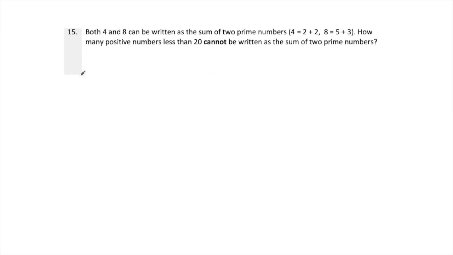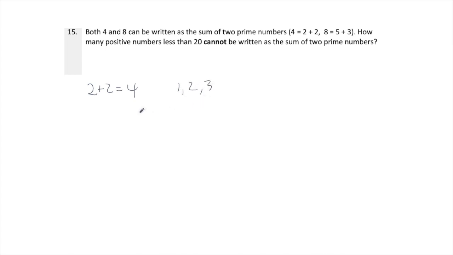For this problem, we have to figure out how many positive numbers less than 20 cannot be written as the sum of two prime numbers. We know that 2 is the smallest prime number and the only even prime number, so anything less than 2 plus 2 cannot be written as the sum of two prime numbers. So 2 plus 2 is equal to 4. So all the numbers under 4 cannot be written as the sum of two prime numbers. So that would be 1, 2, and 3.